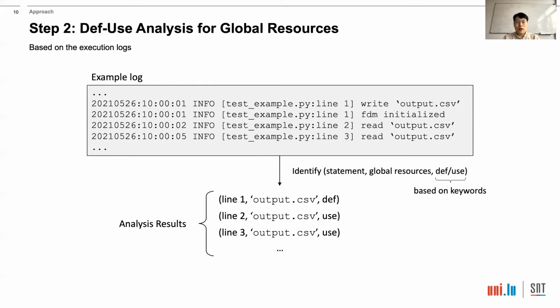On the other hand, we can extract the global resource uses from the logs, specifically in the form of a triple of statement, global resource, and def-use, either def or use, based on the keyword written in the log message. For example, in this example log, we can identify that line 1 defines the output.csv file, line 2 uses the output.csv file, and so on. Based on that, we can infer that lines 2 and 3 depend on line number 1, which can be simplified as this arrow.